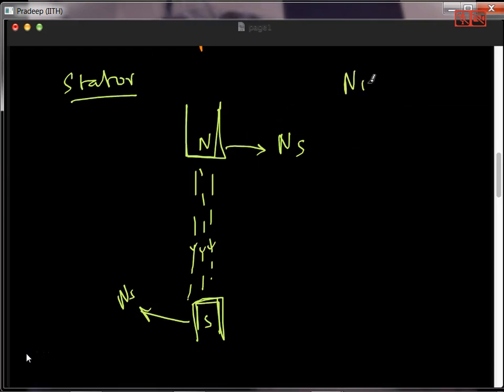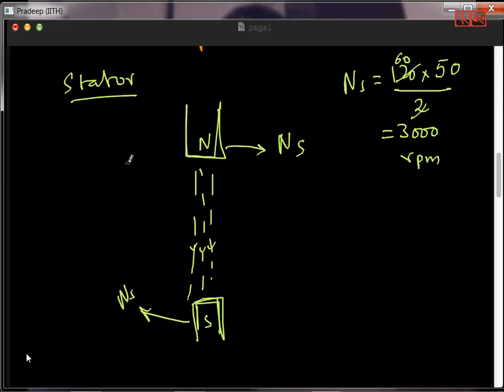So what is ns for a two-pole machine? It is 120 f by P. If you assume frequency is 50 hertz and the number of poles is 2, this will be 60, and then this will be 3000 revolutions per minute. So in 1 minute, the North Pole and South Pole together make 3000 revolutions. That is the speed. So for all practical purposes, let's consider the stator as like this.